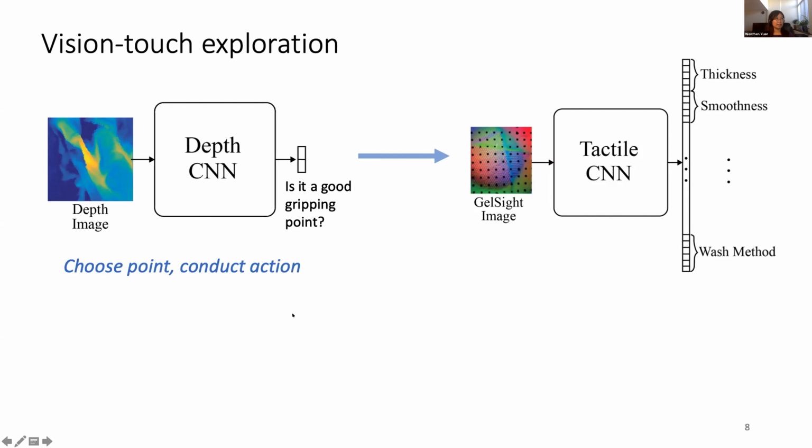And after that, we connect them together. Firstly, we use the depth network to figure out where is a good point to grasp, and the robot goes ahead and grasps the object, collects some tactile data, and then we figure out the related properties to describe this piece of cloth.